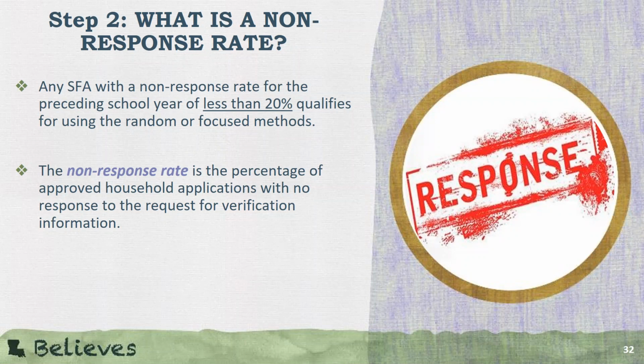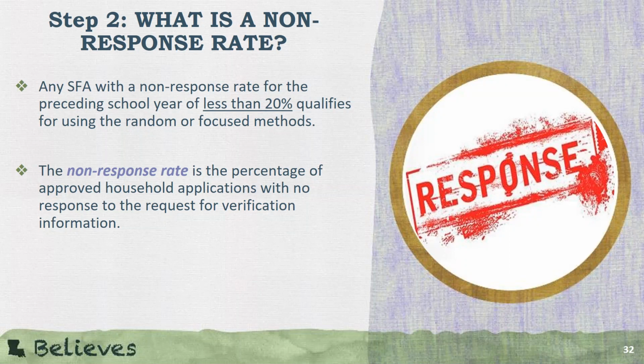these alternate methods. However, there is also the option to use an alternate method for any SFA with an improved non-response rate. This is specifically for SFAs who, with more than 20,000 children approved by applications as eligible as of October 1st of the school year.